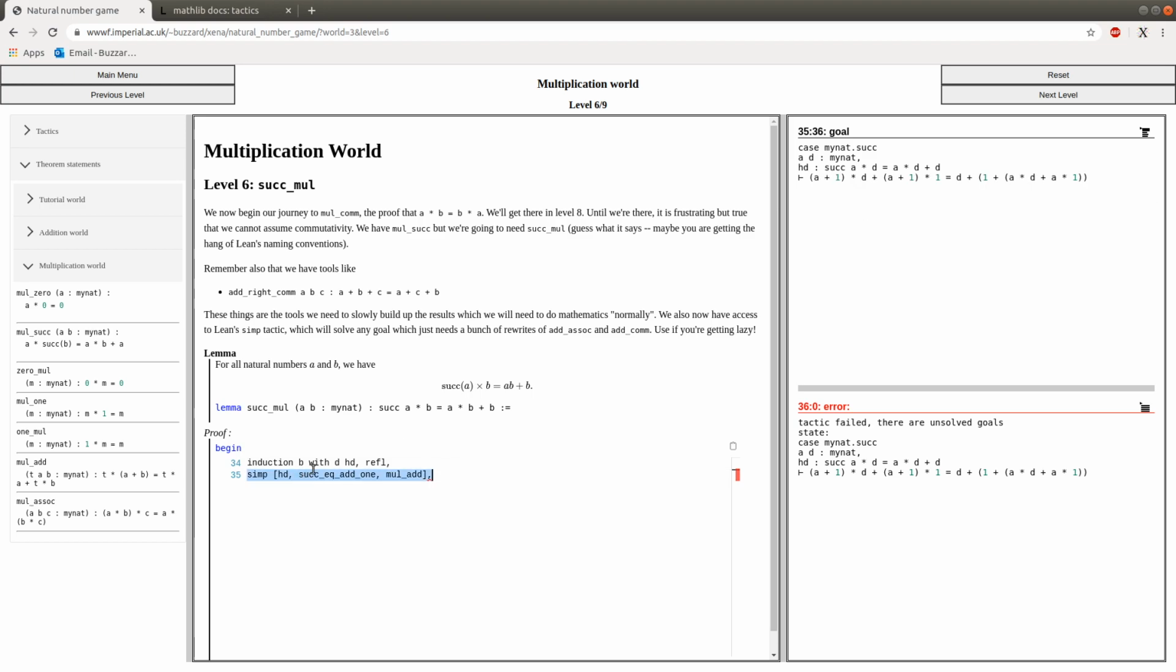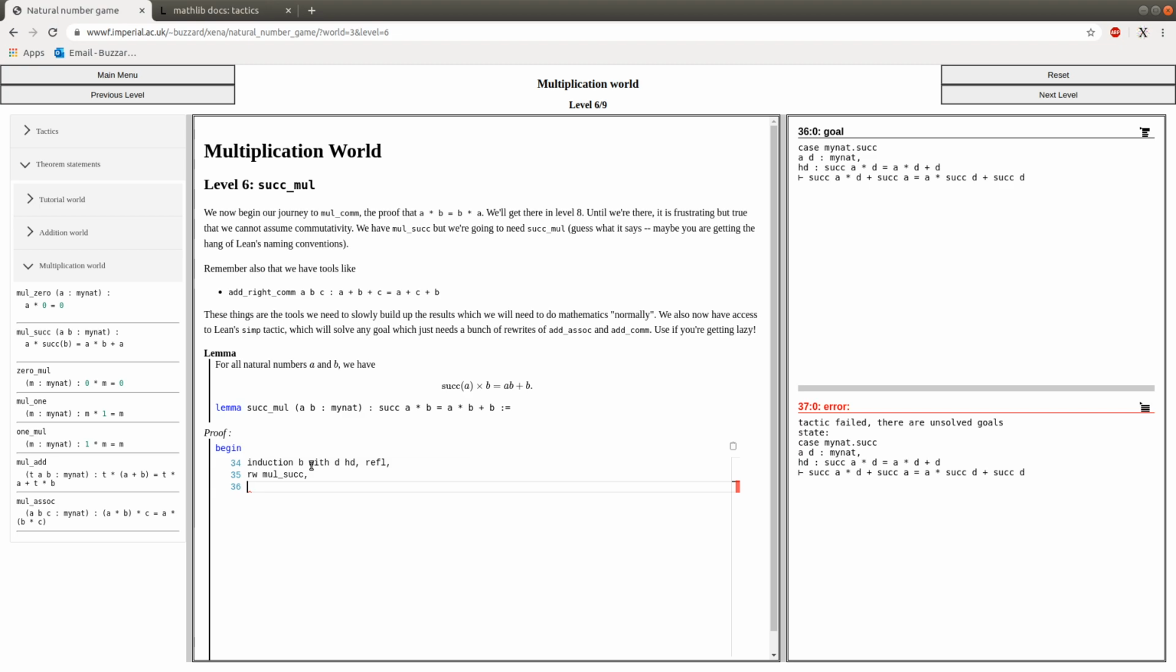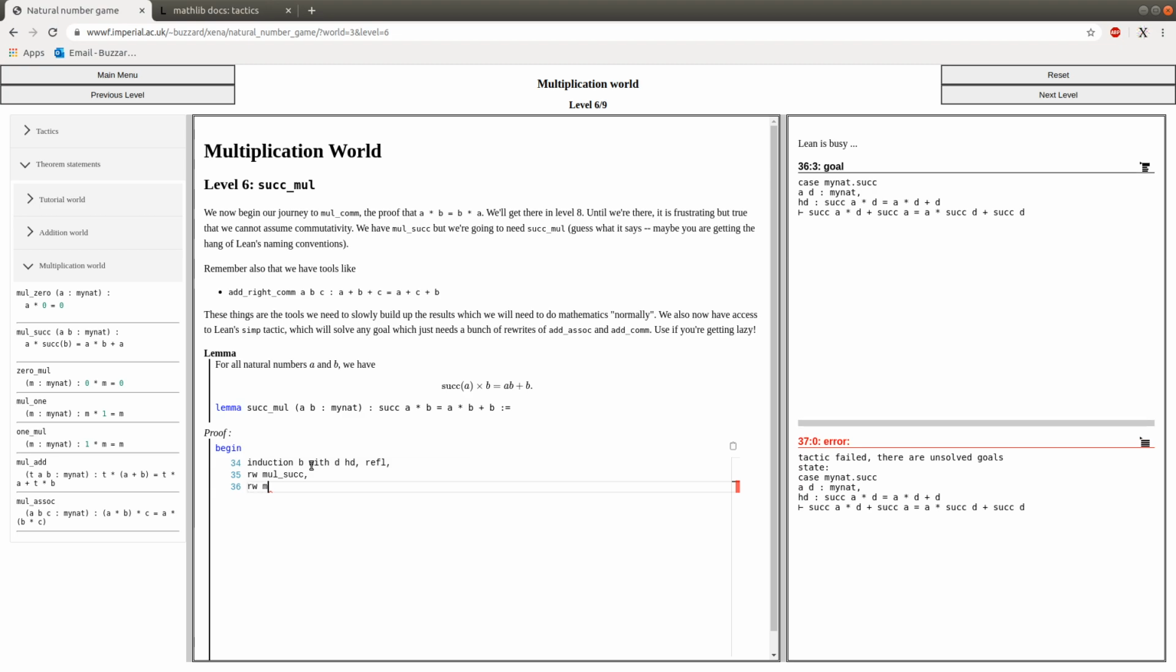I think I better start. I think using the simplifier was a bad move. Or maybe I'm supposed to do induction on A. Let's try this. Let's rewrite mul suck. I think I've bitten off more than I could chew here. Let's go out to the normal way. Suck A times D. Let's rewrite mul suck again.